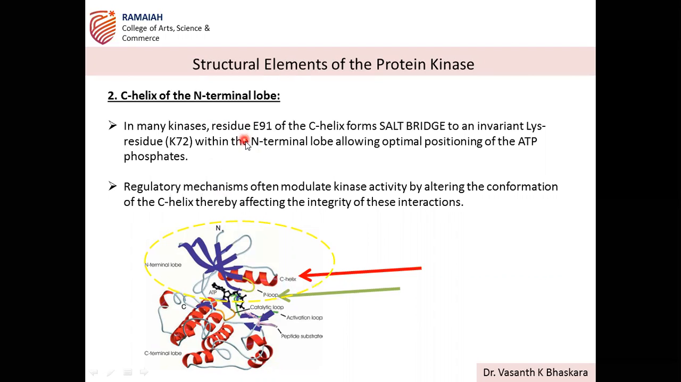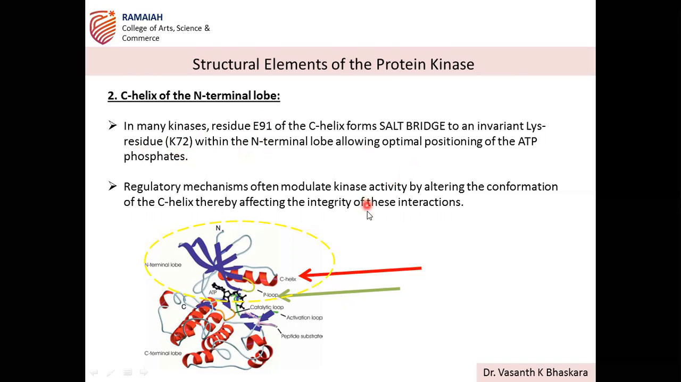So in many kinases, the residue E91 of the C helix forms a salt bridge to an invariant residue K72 within the N-terminal. So these are important, E91 and K72. What is E91? E means which amino acid? K means which amino acid? This you should know. These two amino acids at these particular positions in the C helix are very important in forming the salt bridge, and that positions the ATP phosphates.